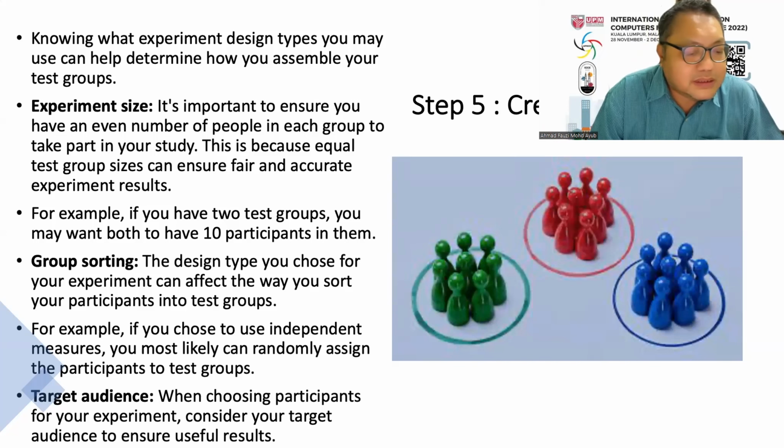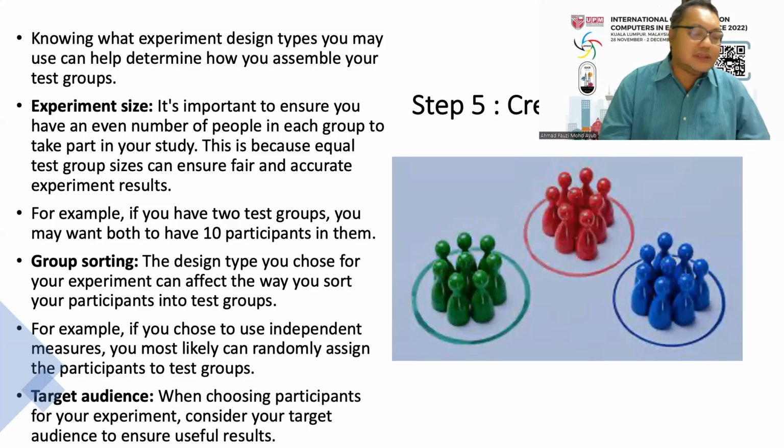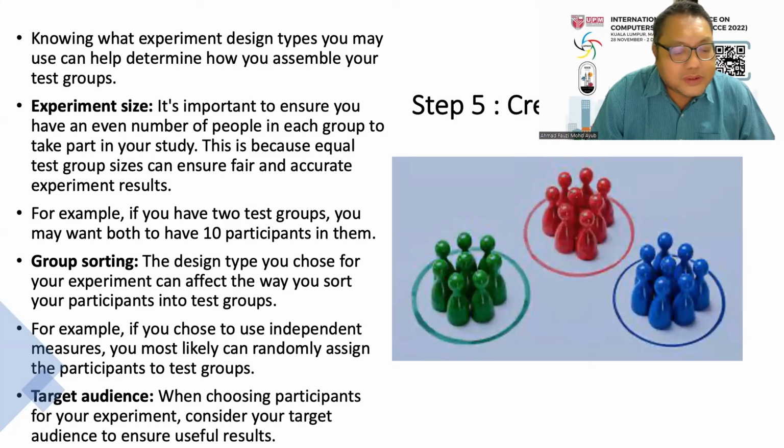If you choose to use independent measures, you must make sure that you can randomly assign participants. And then you need to make sure of your target audience. When choosing participants for an experiment, consider your target.